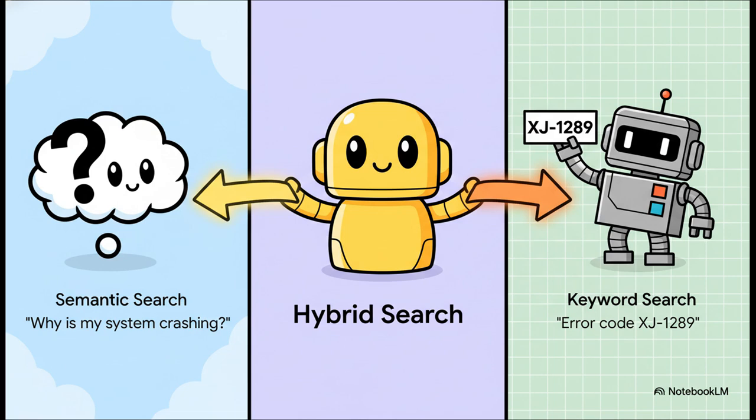And here's why that's so important. If your question is a concept, like why is my system crashing, semantic search is going to be perfect. But what if you're searching for something specific, like a product ID or an error code like XJ1289? You need an exact match. Hybrid search lets you handle both kinds of queries gracefully, which for real-world applications is a must-have.